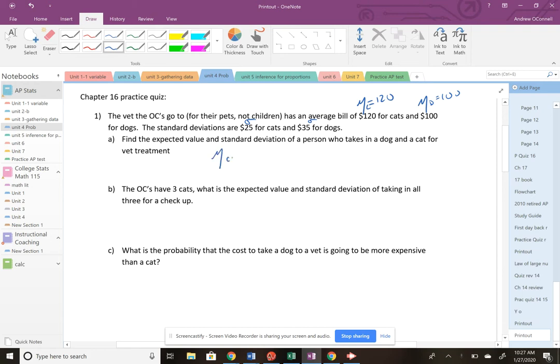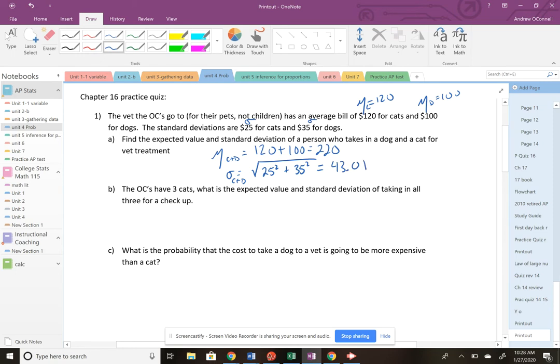So means simply add. They're as easy as you want them to be. So 120 plus 100, we expect the bill to be 220. Standard deviations don't simply add, but their variances do. So the square root of 25 squared plus 35 squared. I'm not going to go through the calculator. I trust you can push buttons. That's about 43.01.